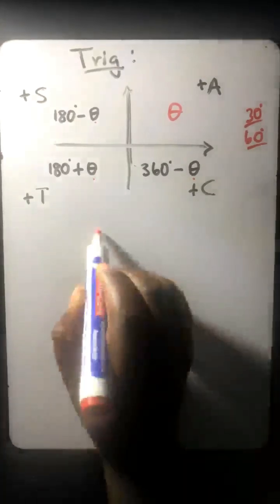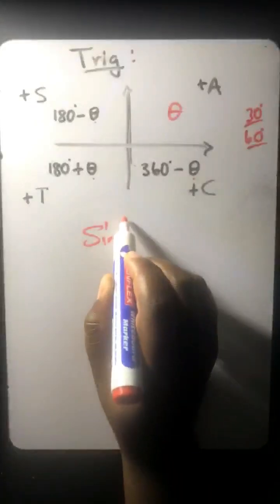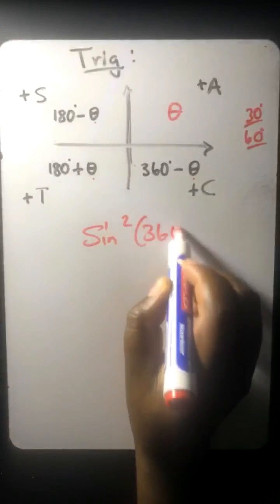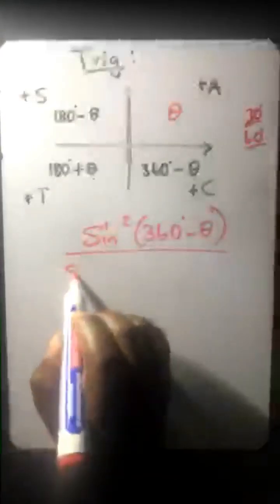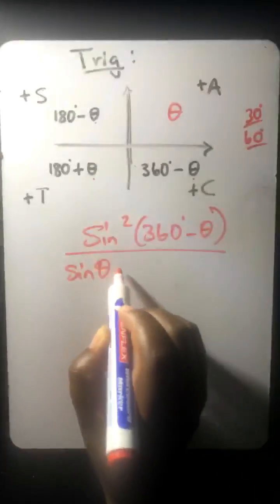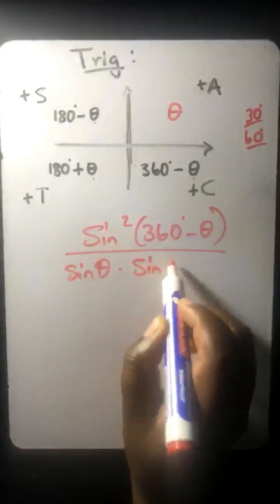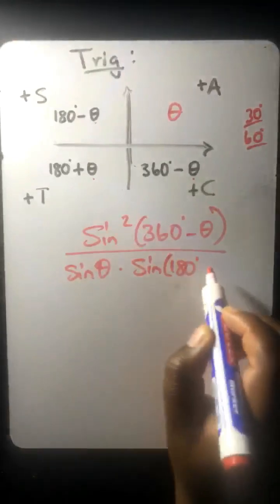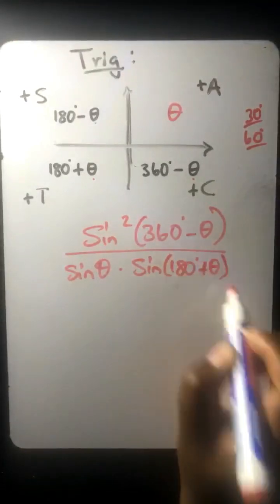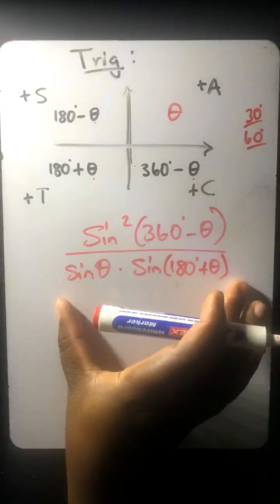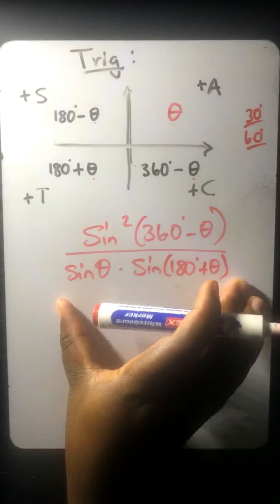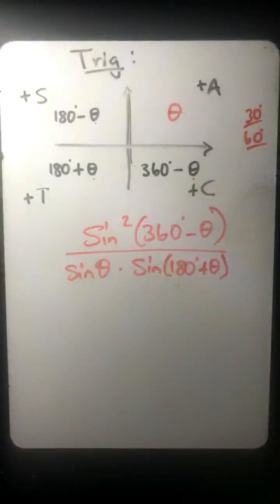So this is the one that I want to give you guys to work out. Sine squared of 360 degrees minus an angle, all of that divided by sine of the angle multiplied by sine of 180 degrees plus an angle. So write it down, simplify that one, and then from there you will get your final answer.